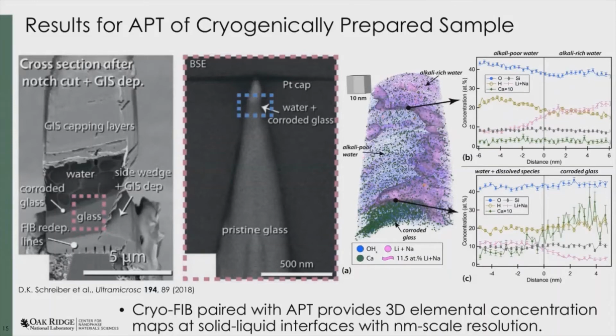So we can use cryofib lift out techniques to prepare samples in slightly different ways for TEM and for atom probe. And then with TEM, in theory you can get down to atomic resolution if you have a material that can withstand it in the TEM. And then in atom probe we can look at the nanoscale distribution of all of the elements inside, but in 3D, so we can get a nice 3D structure from the two.